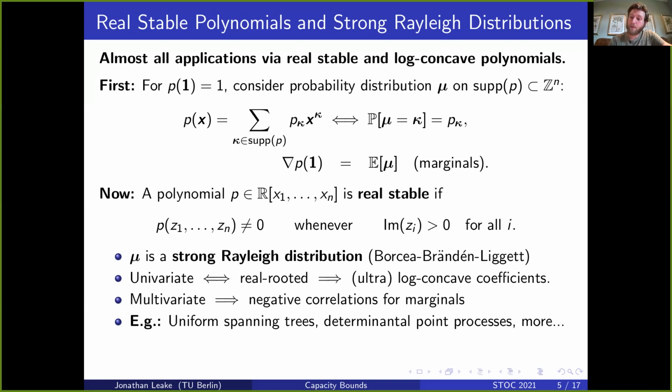Some examples of these distributions or these polynomials are the uniform distribution on spanning trees of a graph, determinantal point processes, and there are many more examples here. If you're interested in this type of thing, the Borcea, Brändén, Liggett paper is quite good, and there are many other papers that you can take a look at.